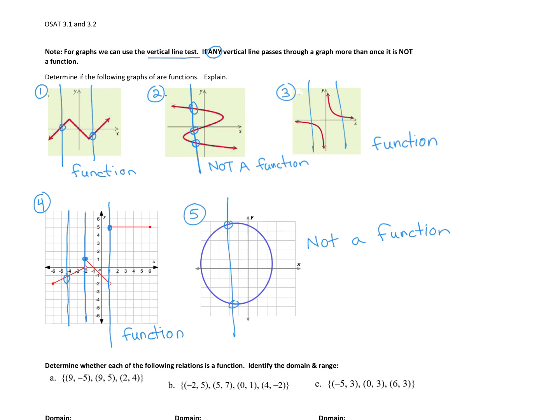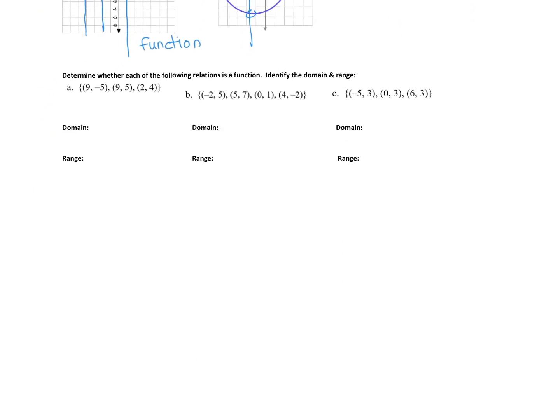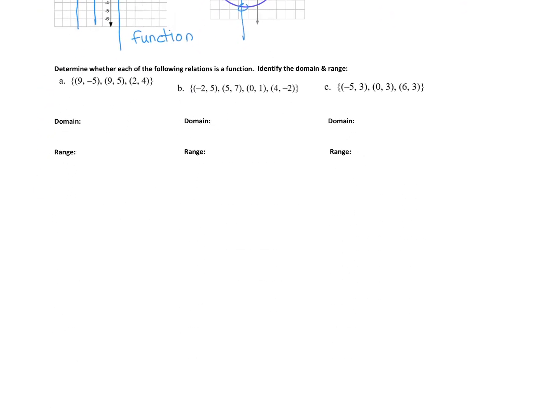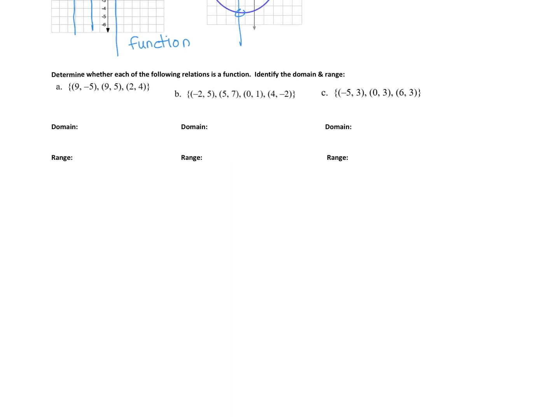Okay, so sometimes we see functions or relations as a graph, and sometimes we see these as a set of ordered pairs. So for our first example, A, we have a set of ordered pairs, and we want to talk about whether or not it is a function, and either way, what's the domain and what's the range.